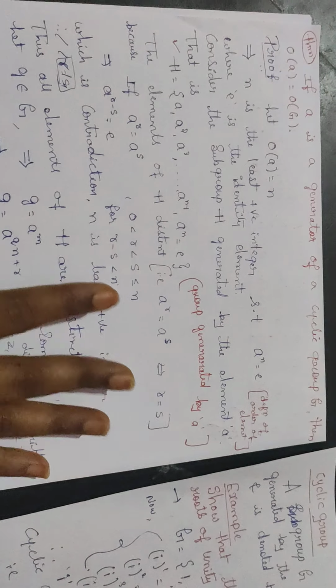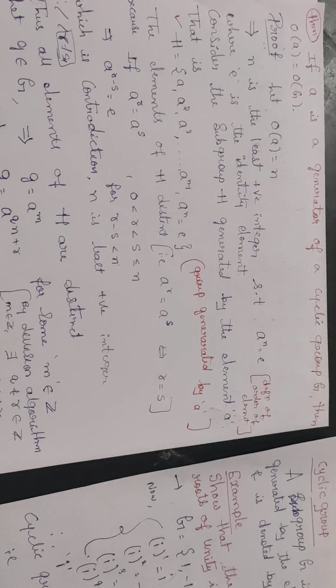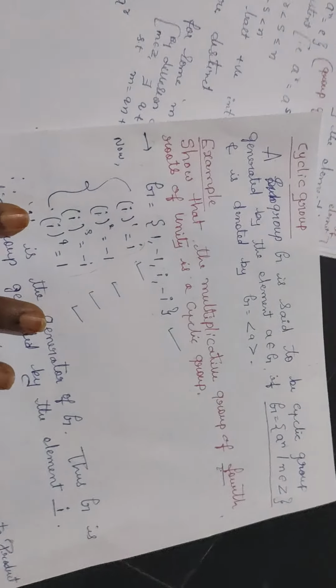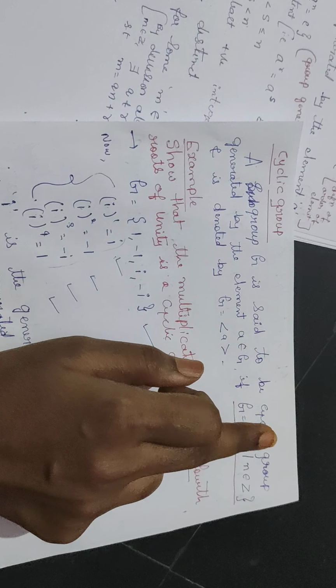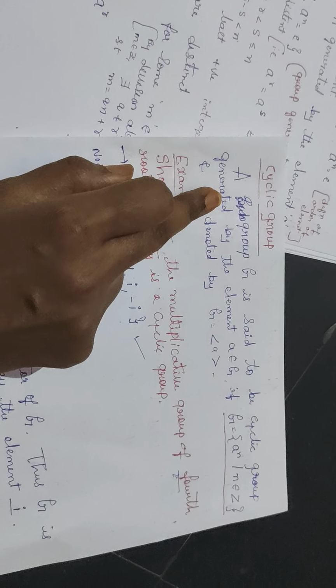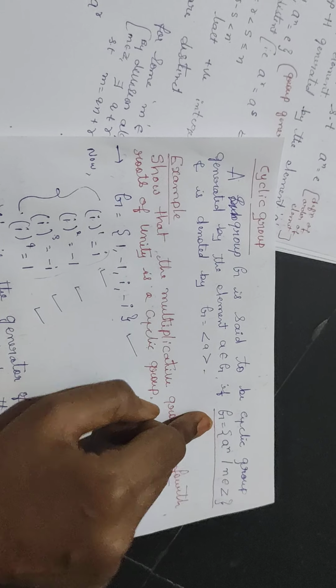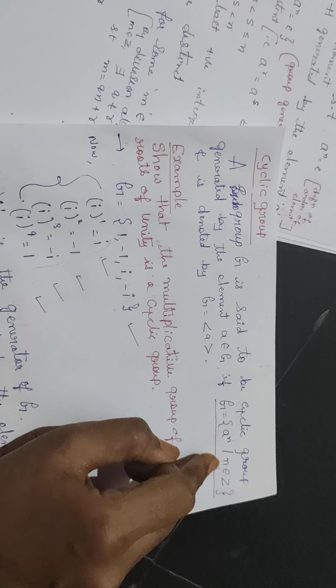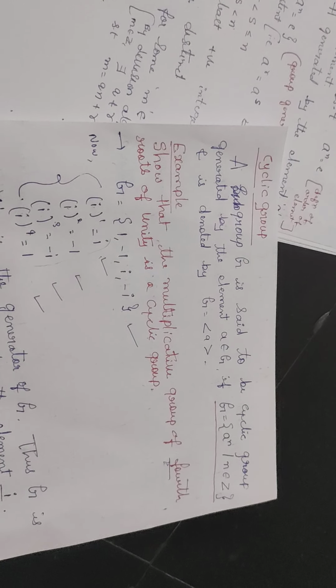Hello students, in this video let us prove one theorem based on cyclic group. In the previous video we defined cyclic group. It says a group is said to be cyclic if it is generated by an element a such that every element can be written as a power n, where n belongs to Z. Z means the set of integers.